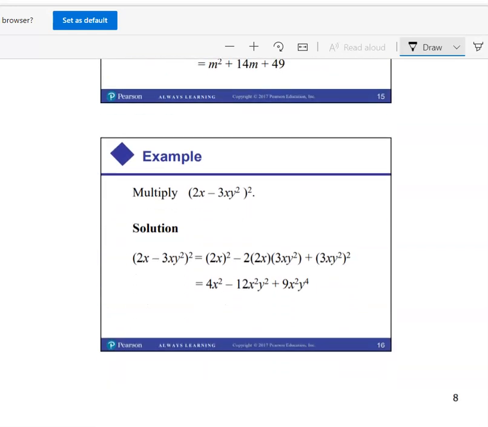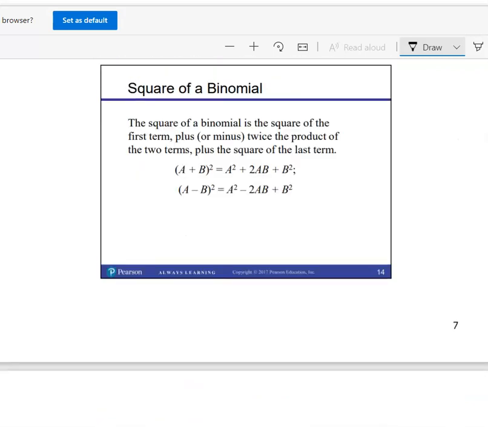So here's another example that we have. They're saying take 2x minus 3xy squared times 2x minus 3xy squared. Okay, and I think that they have used the rule up here for subtraction. I'm going to scroll back up here. And they're saying since we're subtracting this, it's going to be a squared minus 2ab plus b squared.